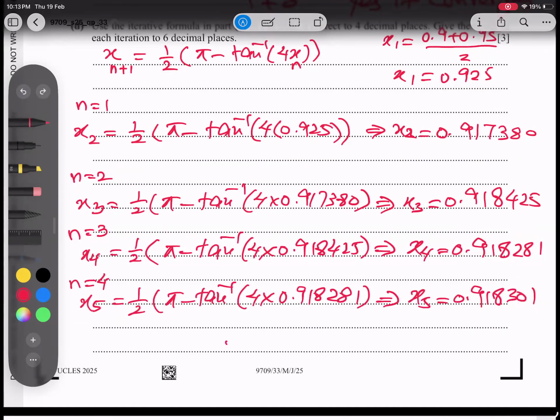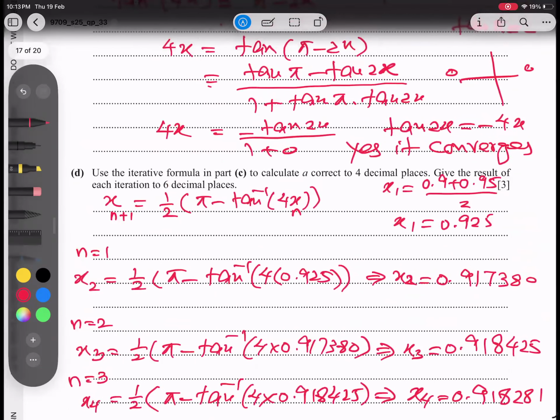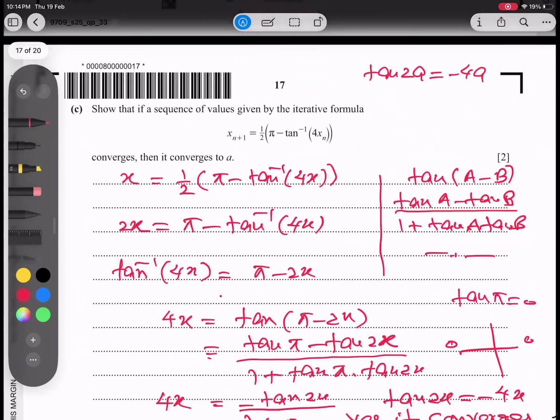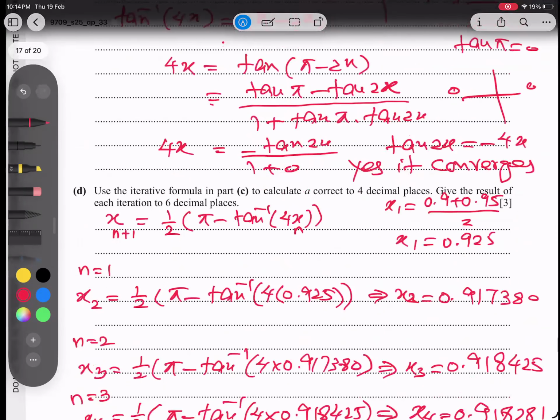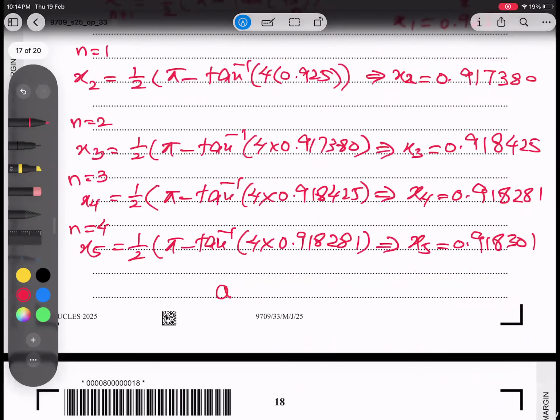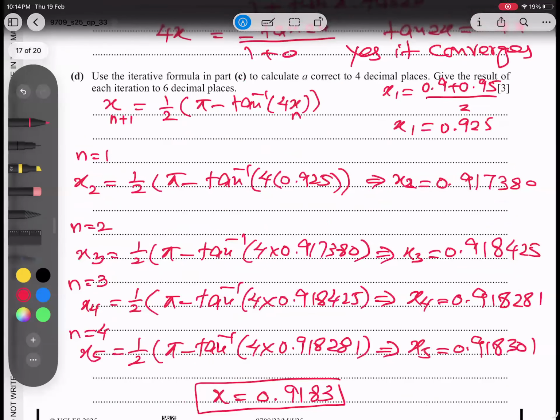My answer is finally the answer. Did he ask for the answer? Let me check. Does he want the result of the iteration? Hold on, let me see. He is asking for the x value. So the final answer for x turns out to be 0.9183, because he is asking us for 4dp. I hope the concept is completely clear.